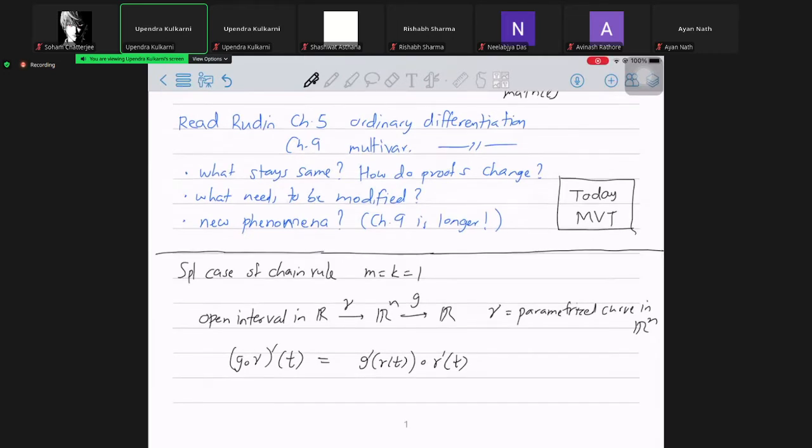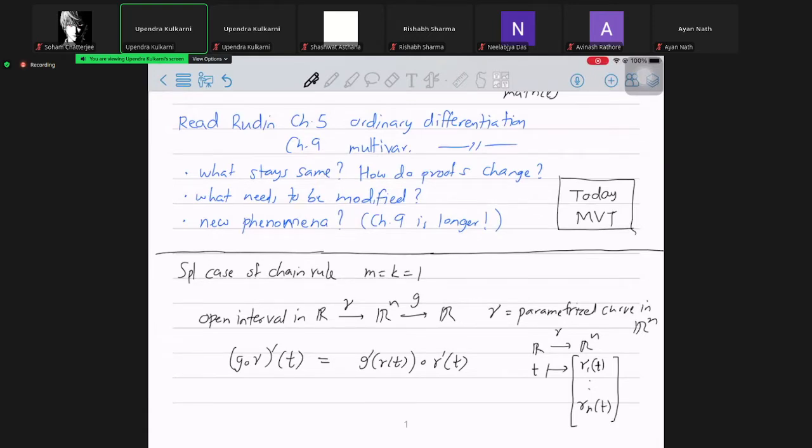So what is gamma prime of T? Notice gamma is a map from R to Rn. So where is T going to? It's going to a vector that depends on time. That means each coordinate is just a real valued function of time. I'm going to call those the components of gamma. So this is gamma 1 of T up to gamma n of T. I have written R, but it doesn't have to be all of R; it's just some open interval.